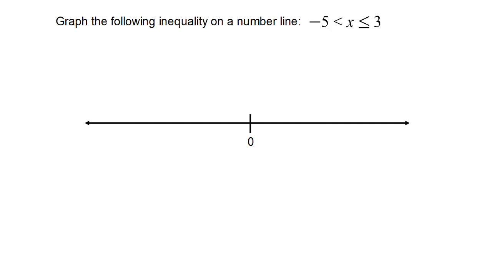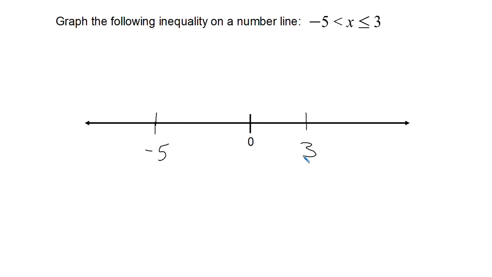All right, now we're going to get to the ones that get a little bit more complicated. We've got two different pieces to our inequality, right? We've got -5 is less than x. We've also got x is less than or equal to 3. So I'm going to need both these numbers on here. I'm going to put -5 out here. And I'm going to put 3 over here. Right? -5 should be to the left of 0. 3 should be to the right of 0.